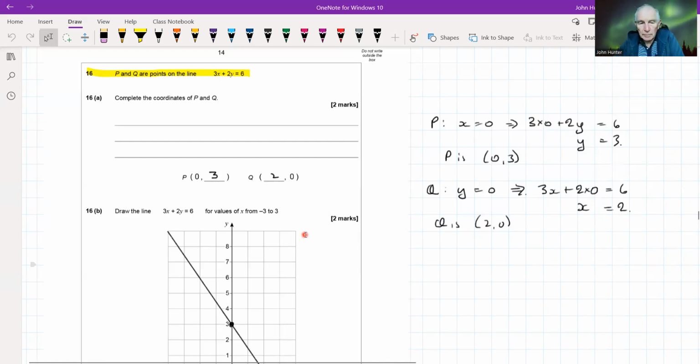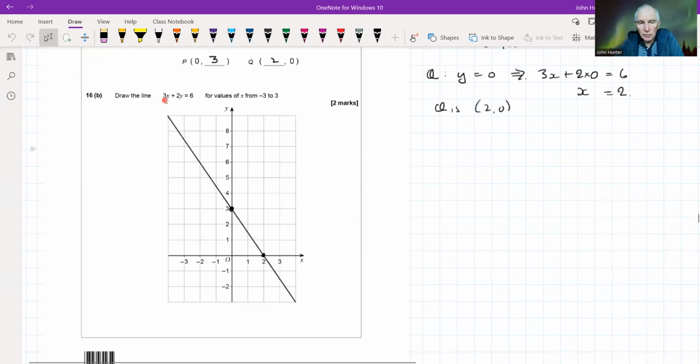Right, and it goes on to say, draw the line 3x plus 2y equals 6 for values of x from -3 to 3. So we know our 2 points here, P and Q. So this is P, 0 along and 3 up, and Q is 2 along and 0 up. So plop those points in, and then we know it's a straight line. So if we just draw the line through those points, making sure that we cover all these values of x from -3 to +3. I've done a little bit more, in fact. Then this is the line.